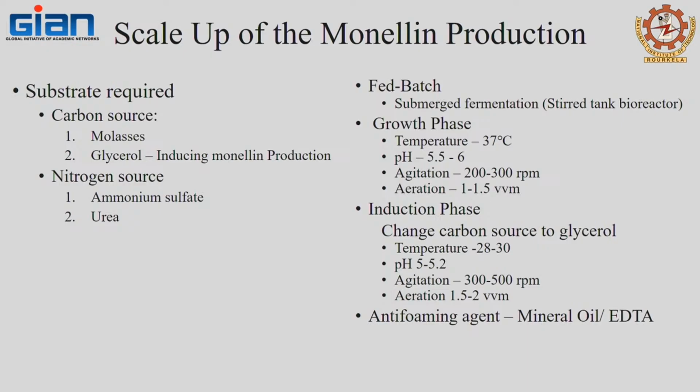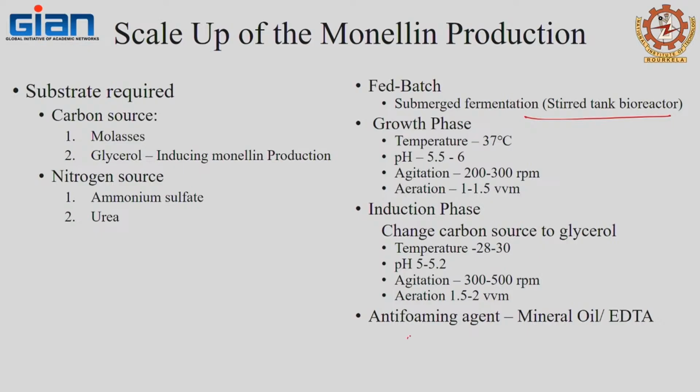As per different literature, we have finalized that fed batch fermentation, like submerged fermentation in a stirred tank bioreactor, is suitable, because we need proper aeration. For the growth phase, the temperature should be 37 and pH in the range of 5.5 to 6, the agitation in the range of 200 to 300 RPM, and the aeration almost 1 to 1.5 ppm. During the induction phase, for the expression of the gene, we have to change the temperature as well as the pH and agitation as mentioned here.